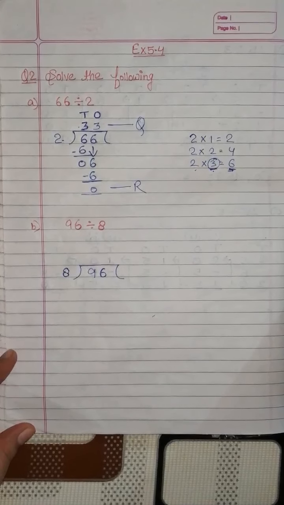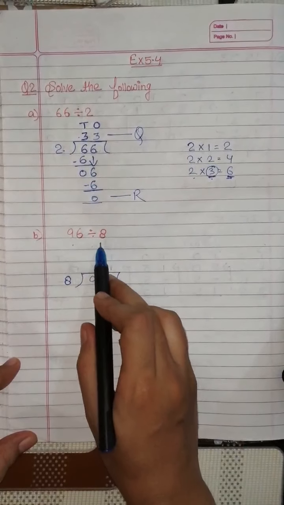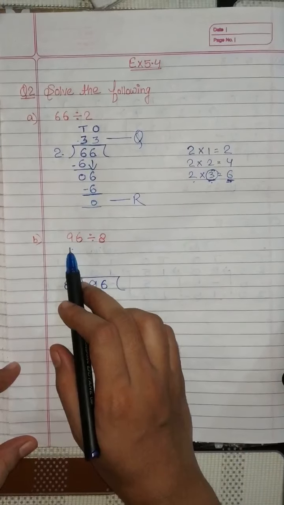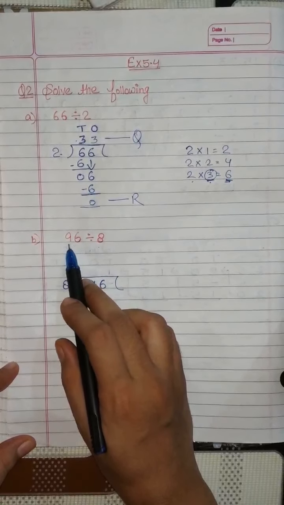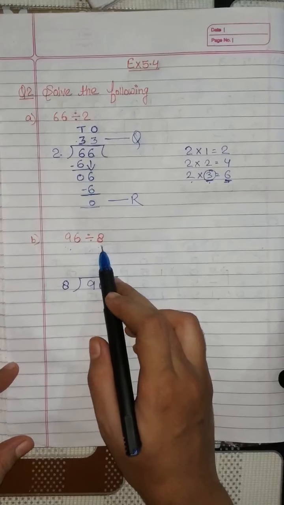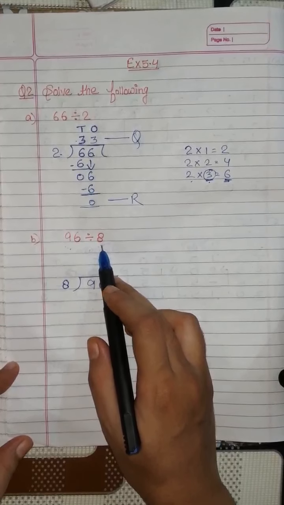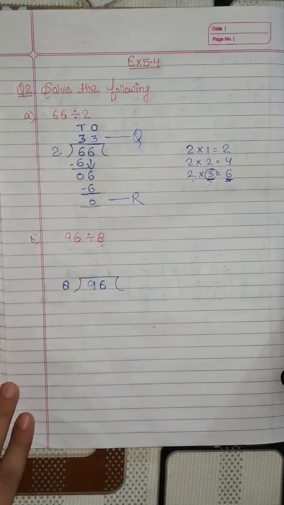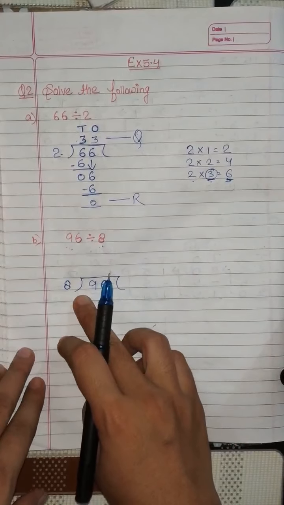Now please have a look at B part. Here we have to divide 96 by 8. So 96 is dividend. Again the number that is to be divided is dividend. जिसको divide कर रहे हैं उसे dividend बोलते हैं. And 8 is the divisor. The number by which we are dividing is known as divisor. जिससे हम divide कर रहे हैं उसे divisor बोलते हैं. Now let's start with the division. I have arranged the numbers in long division form.